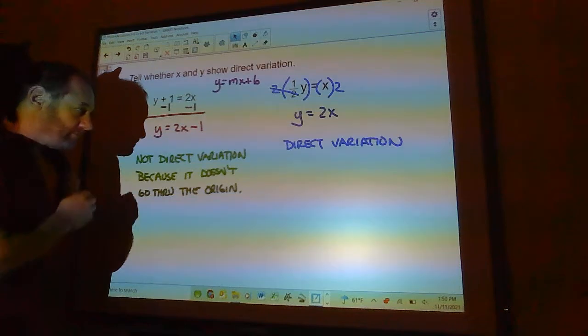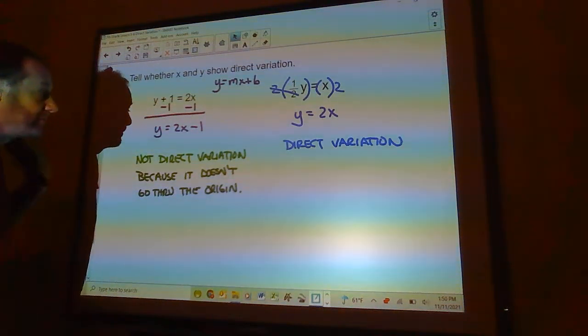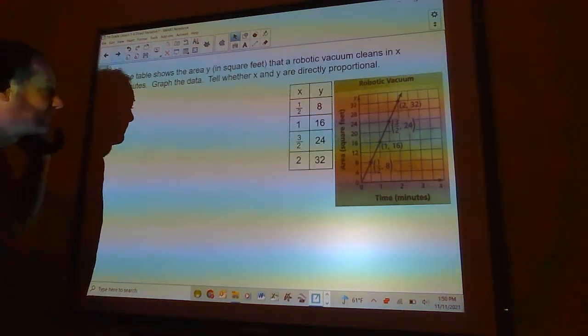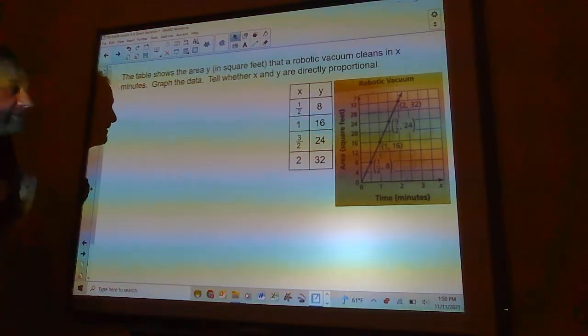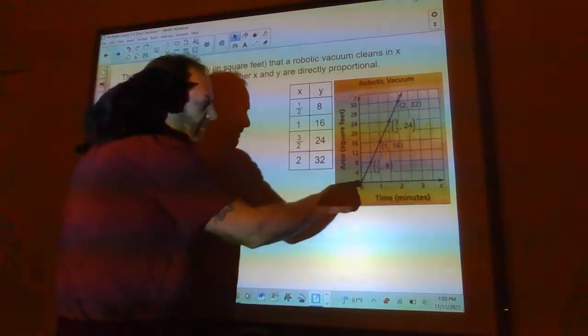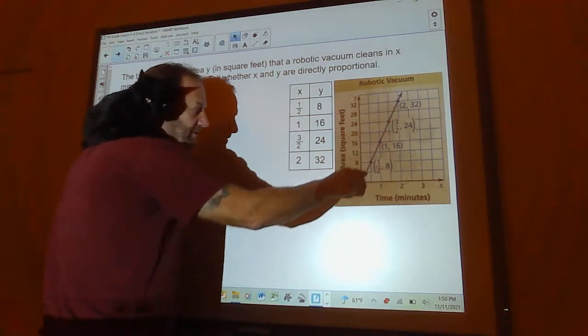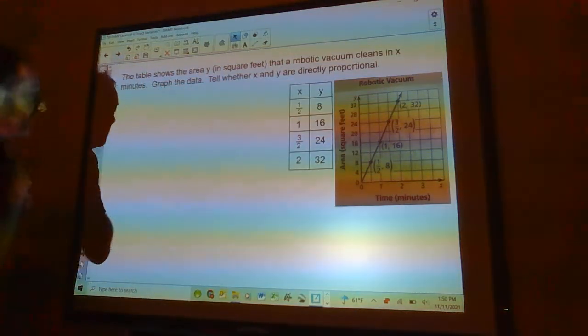So there we are. Okay, so we've got direct variation here. So let's take a look at this one. Now you can tell just looking at this graph right here, it is direct variation because it goes through the origin. It's a nice straight line.